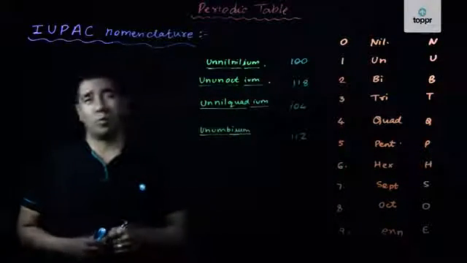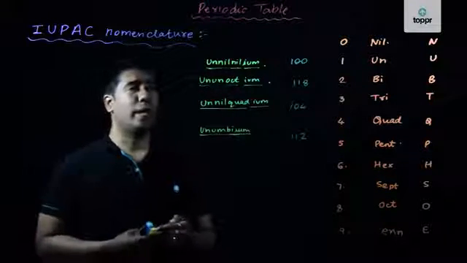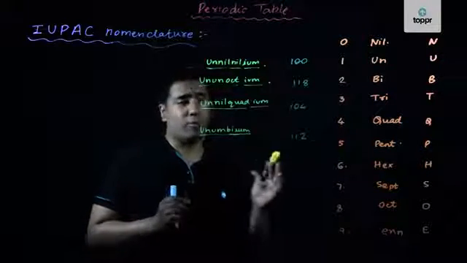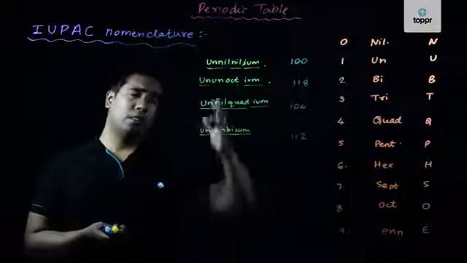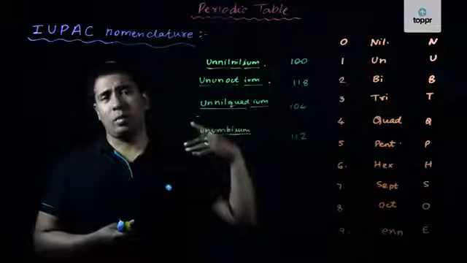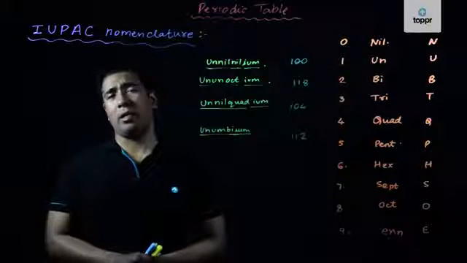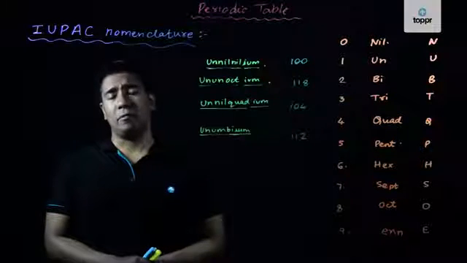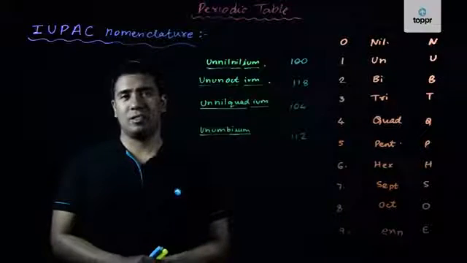So with this, I hope, my dear friends, that you've been able to understand how to write down the IUPAC nomenclature of any element in the periodic table starting from 1 to 118 or 119. So here I've just given some examples having atomic number above 100 so that you can understand how IUPAC nomenclature is used to prevent disputes between different scientists or different countries.